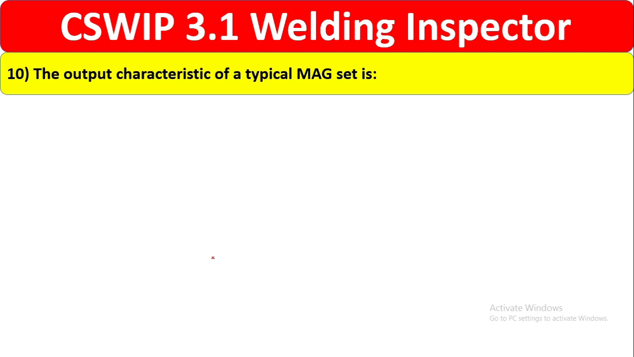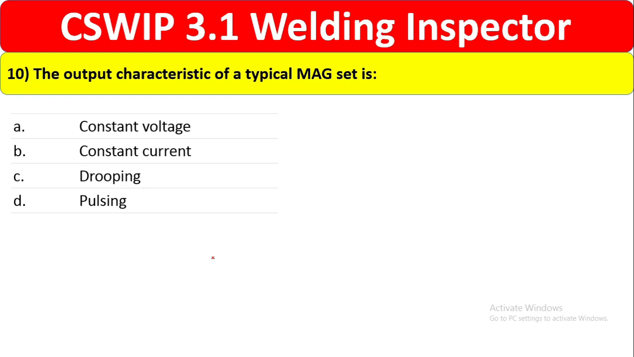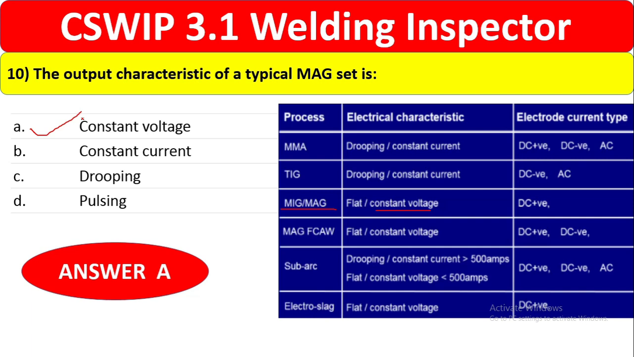Now, question number 10. The output characteristic of a typical MAG set is? Is it constant voltage, constant current, dropping, or pulsing? I have explained this in the previous question. MAG means constant voltage characteristic. So the correct answer will be constant voltage. Option A is the correct answer.